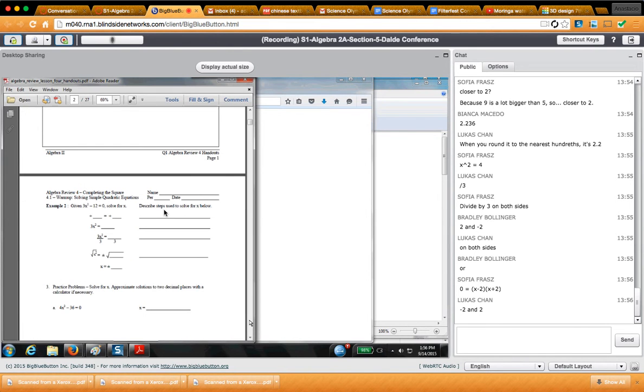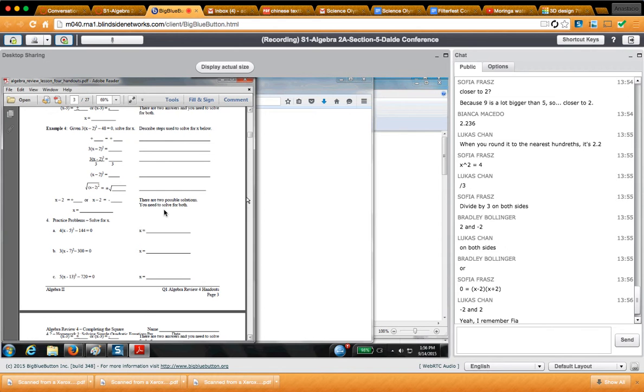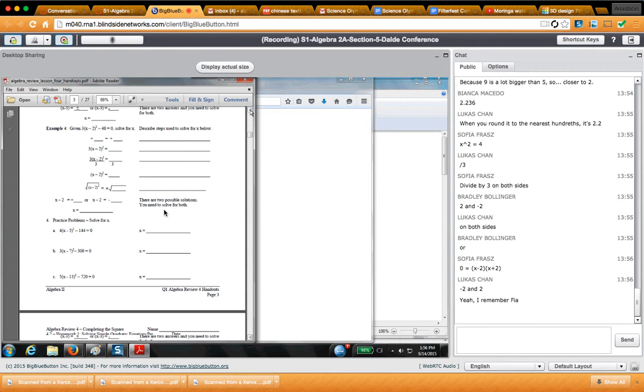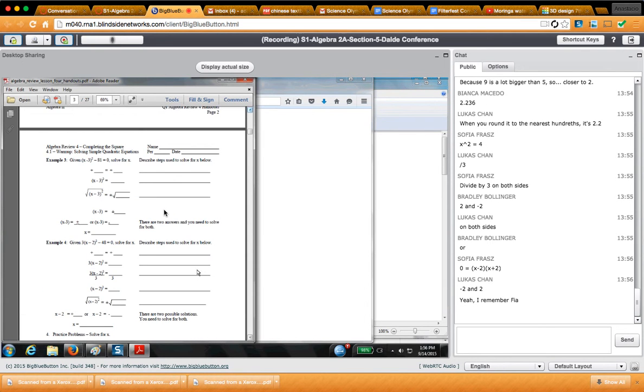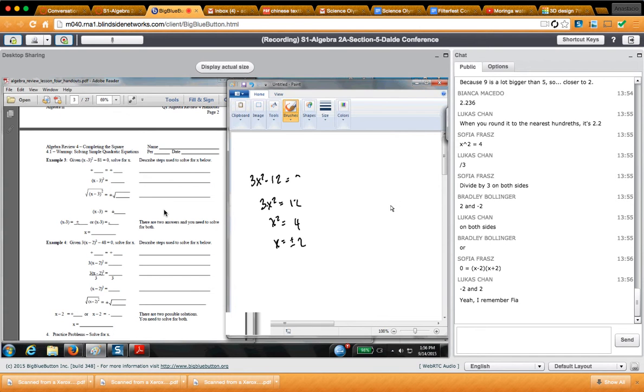All right, that's example 2. Let's look at this one. This one looks harder. Sure. Why don't we look at this one? 3x minus 2 squared minus 48 equals 0. Getting you used to solving quadratic equations that are already in completed the square form.